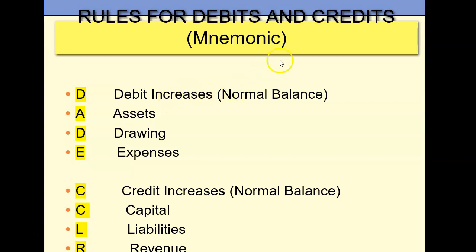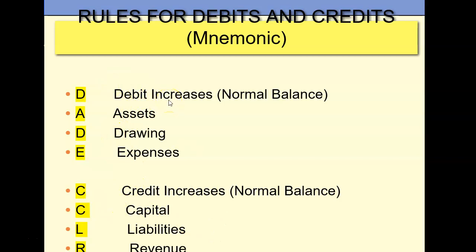And I forgot to mention normal balance. When it talks about an account's normal balance, it's referring to the side of the account that will make the account increase. So these types of accounts always increase on the debit side. The debit side is their normal balance side. The A stands for assets, the second D stands for drawing, and the E stands for expenses.